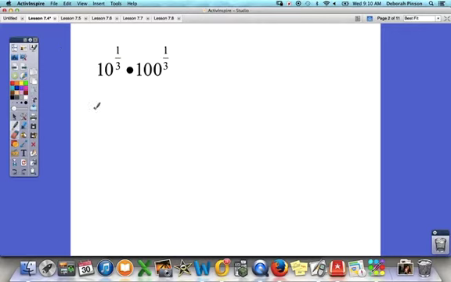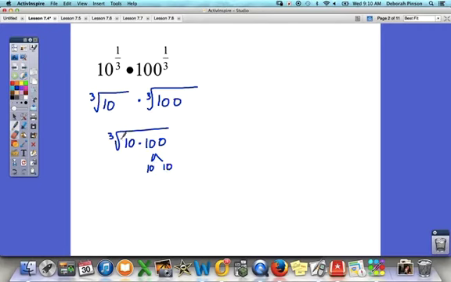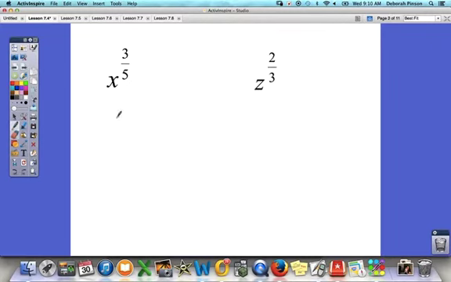I'm going to do the same thing here. So here I've got the cube root of 10 times the cube root of 100, which is the cube root of 10 times 100, and 100 is 10 times 10. So I've got 3 tens. So again, your pattern for changing these over is the base goes inside, denominator, top. Base goes inside, denominator, numerator.